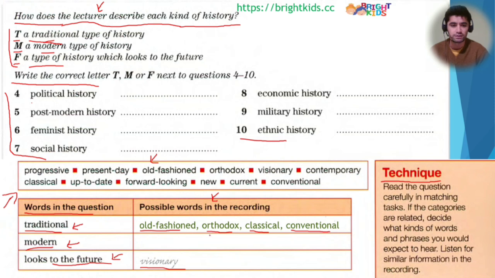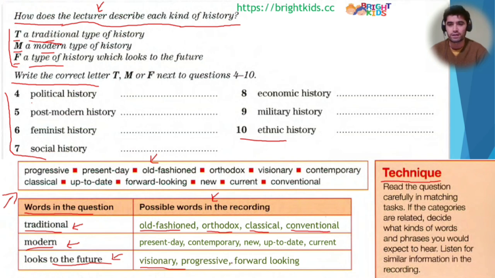Next, for modern: present day, contemporary, new, up-to-date, and current. And the last one, visionary, progressive, forward-looking. Alright, so we have done with this exercise.